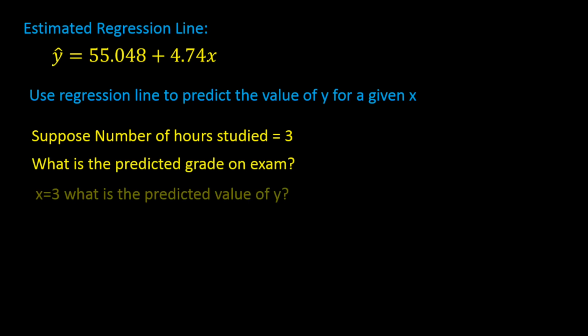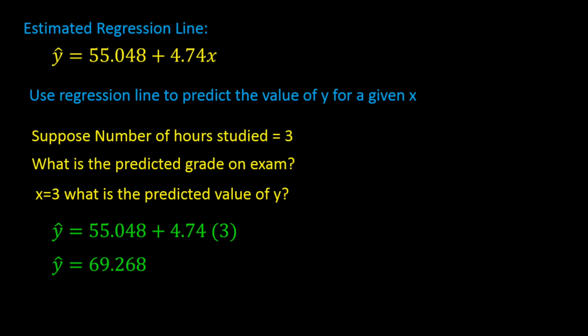So what we're asking is, when x is 3, what is the predicted value of y? To answer this question, we use our line of regression, our y-hat line, and substitute in the number 3 for the letter x, as you see here. So we have y-hat is equal to 55.048 plus 4.74 times 3 instead of times x. And this would give us our y-hat, our predicted value of y for a given x. And that is 69.268. So if a student studies 3 hours, we would predict the grade to be 69.268.